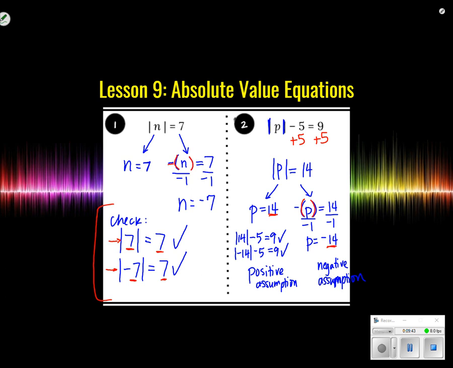So we are checking to make sure that we're getting the right answer. But remember, these are our final answers. The check is not the final answer.